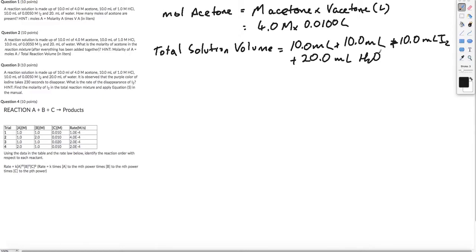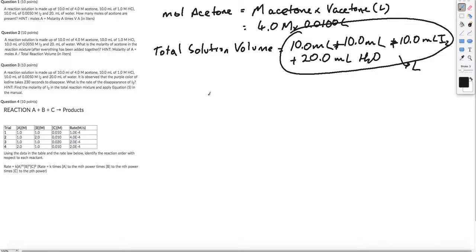And what you would do for number 2 is calculate the moles of acetone again, which is what you would get from the previous problem, and then you would use the total solution volume here, which is going to be all of those things added together, and that's going to be converted again into liters, just like we did previously.